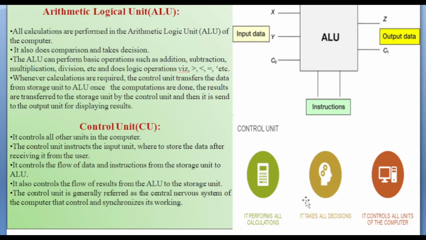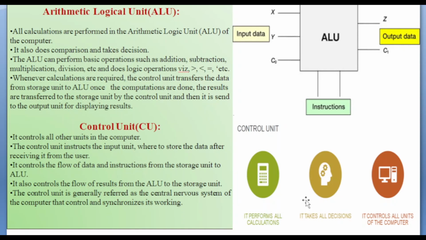Next, I am moving to two important units under the CPU, that is the ALU and the CU. Arithmetic logic unit: first, all calculations are performed in the arithmetic logic unit of the computer. It can perform basic operations such as addition, subtraction, multiplication, division, and logic operations such as greater than, less than, and equal to, etc.